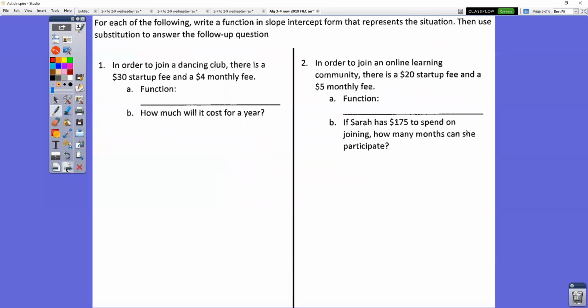Now, the next part of your homework today looks like this. For each of the following, write a function in slope-intercept form. So slope-intercept form looks like this: y equals mx plus b. Remember that the m is your slope, all right? That can be written as a fraction or not as a fraction. And then your y-intercept is your plus or minus whatever is your b value. But we want our equations to look like that. Remember, instead of using y, you could also use f of x equals.